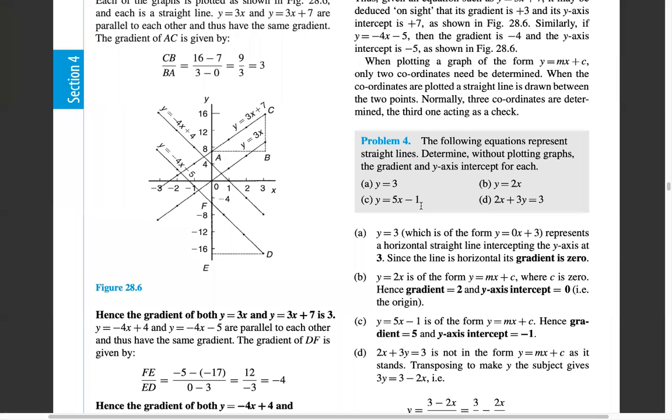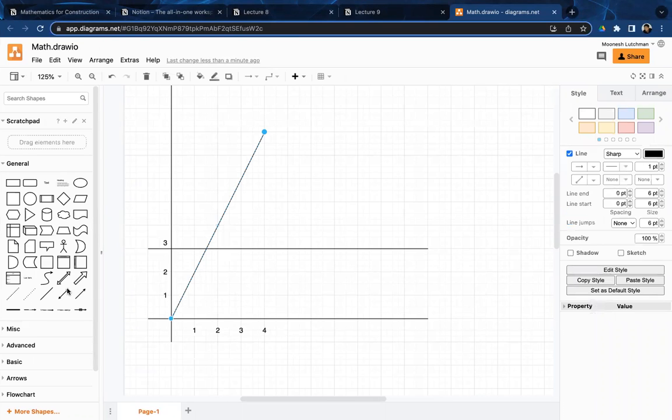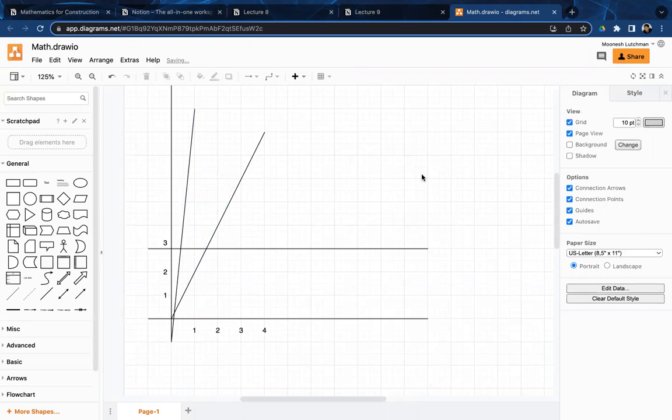y equals 5x minus 1. The gradient is 5 and the intercept is -1. So that's a very steep line that cuts the y-axis at -1 here, right? So it cuts the point -1 here, and is much steeper than y equals 2x. Probably looks something like that, right?